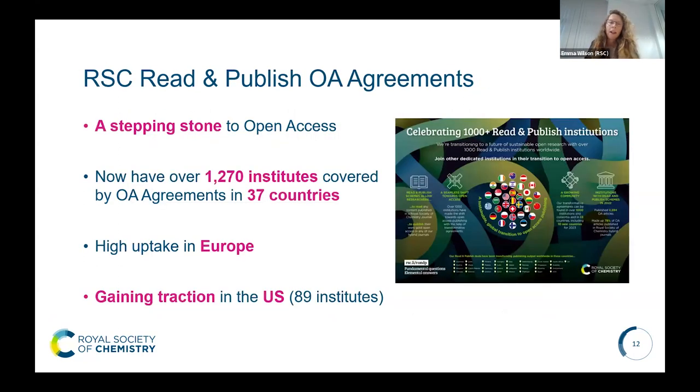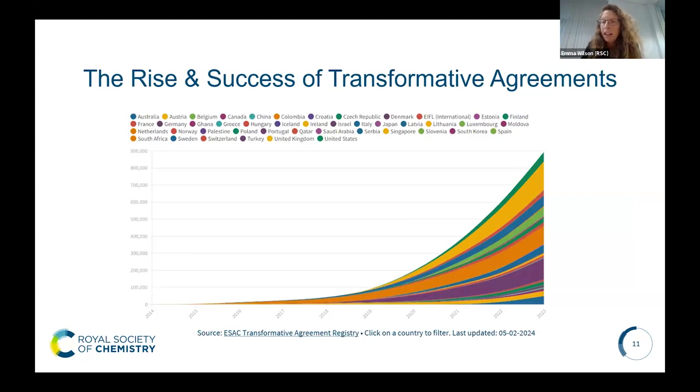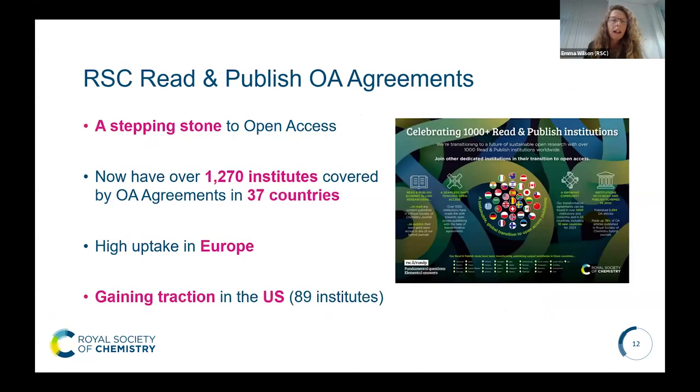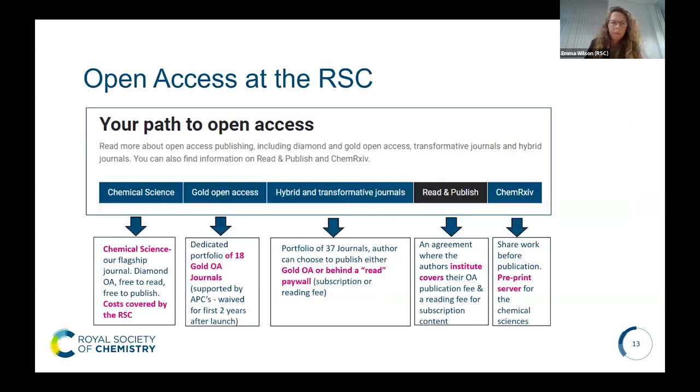So we've been experimenting with these sort of open access agreements since 2016. And as I said on my previous slide, you can see there's been a really significant rise in the last few years of these agreements. We have over 1,250 institutes covered in 37 countries, with really high uptake and traction in Europe. But now we're seeing that gaining traction in the US and other countries as well.